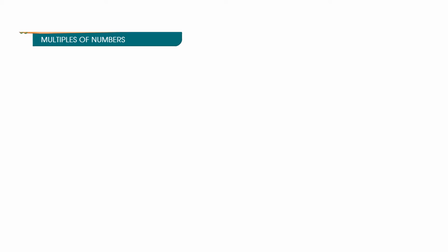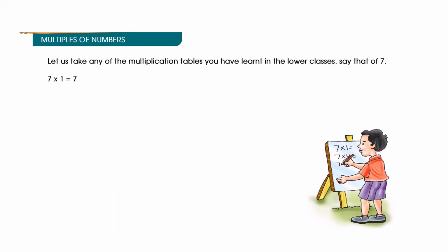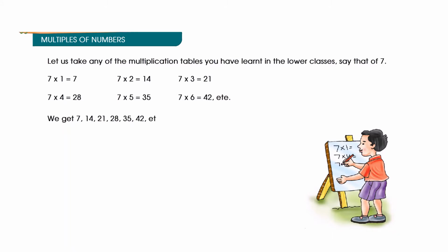Multiples of numbers. Let us take any of the multiplication tables you have learned in the lower classes. Say that of 7. 7 ones are 7. 7 twos are 14. 7 threes are 21. 7 fours are 28. 7 fives are 35. 7 sixes are 42, etc.